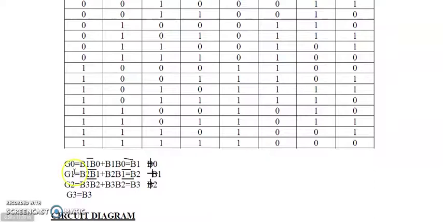So, these are the equations, students. G0 is equal to B1 B0 bar plus B1 bar B0, that is B1 XOR B0. G1 is obtained by performing XOR operation between B2 and B1. And G2 is obtained by performing XOR operation between B3 bit and B2 bit. And G3 is B3.